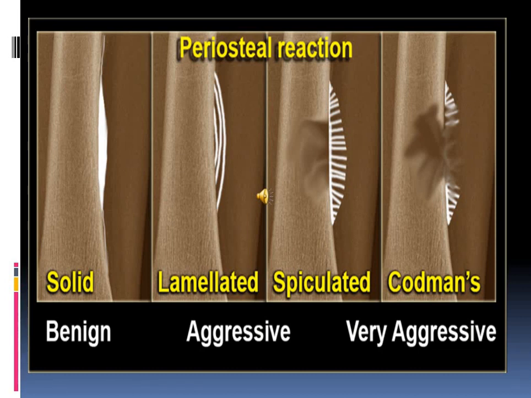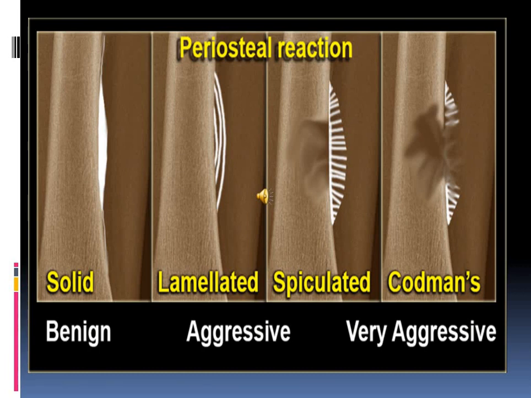As we can see in the lamellated periosteal reaction, there are multiple layers, so we can see multiple white lines seen at the cortex, while in the spiculated we can see multiple small white lines that are seen in vertical orientation to the cortex. So we call it spiculated, and sometimes we call them sun ray spiculation.